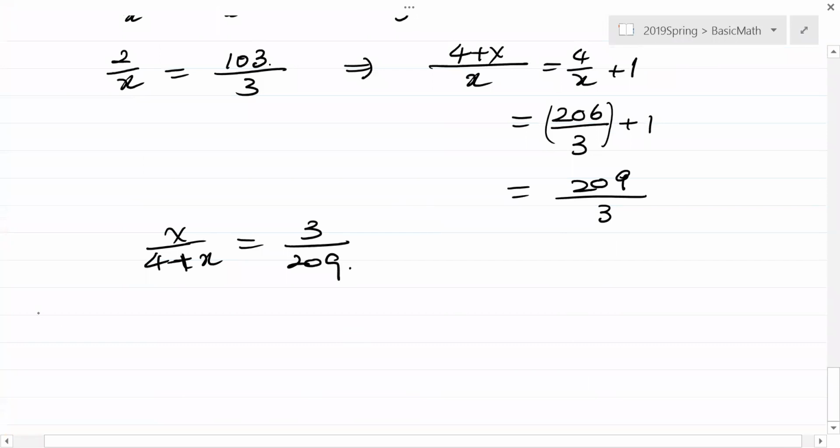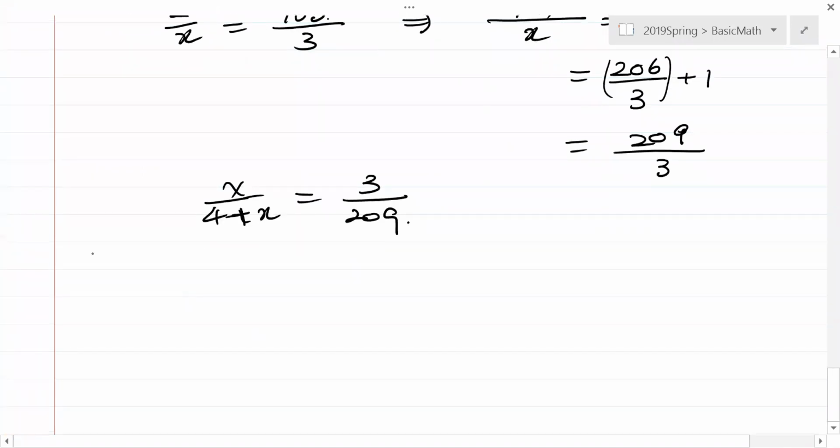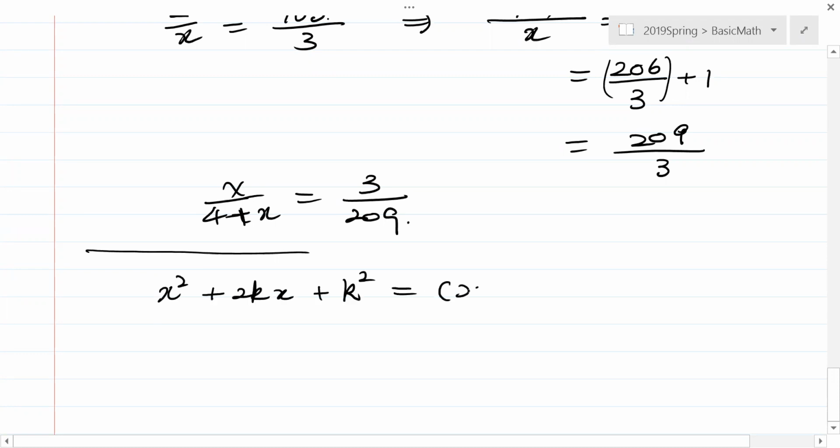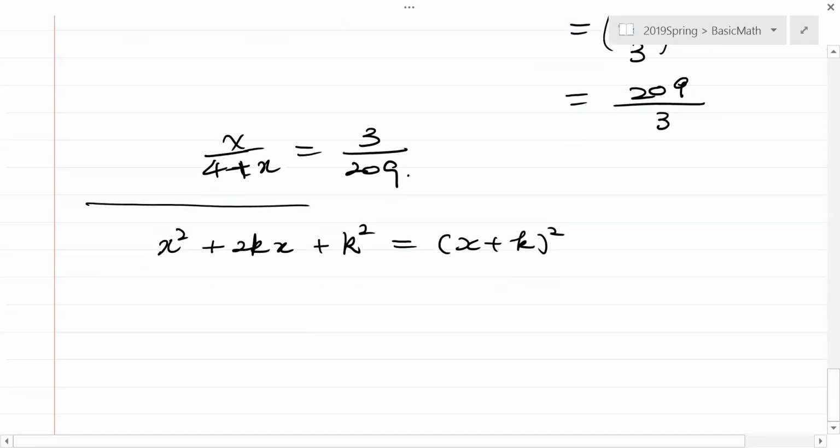My next question, before I do that, I need to talk about quadratic functions. I know x squared plus 2kx plus k squared is going to be x plus k squared. If you put a negative sign there, you will get x minus k squared. Do you know that, right? Okay, no problem.